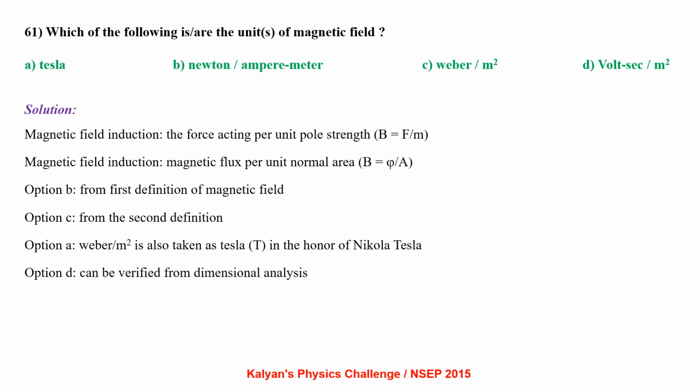Which of the following are the units of magnetic field? Magnetic field induction is force acting per unit pole strength, that is F by M. Magnetic field induction is magnetic flux per unit normal area, that is phi by A. Option B from first definition of magnetic field. Option C from second definition of magnetic field. Option A, Weber per meter square is also taken as Tesla in the honor of Nikola Tesla. Option D can be verified from dimensional analysis. So, all options are correct.